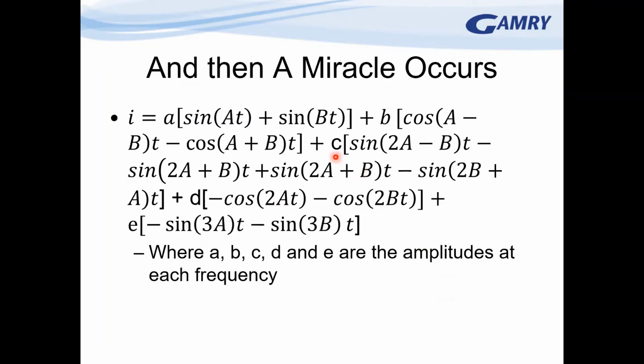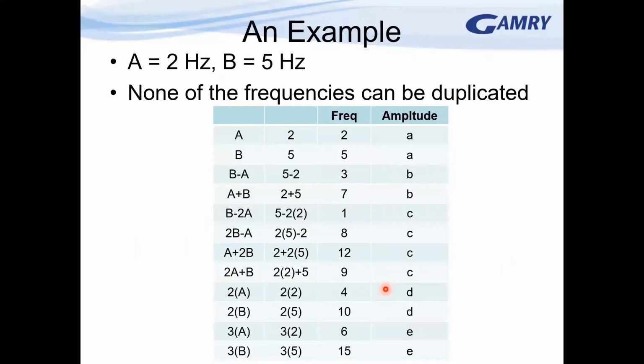And when we have sums and differences of the frequencies, we call those intermodulation frequencies. So as an example, when we substitute 2 and 5 hertz into the equation for the frequencies A and B, we end up with a table showing the frequencies that we're going to see responses at. As you can see from the table, these are all the frequencies in the expression that I showed previously. And when we calculate what those correspond to in terms of a real number, when we use 2 and 5 hertz, we can see that there's a range of frequencies, but none of them are duplicated.